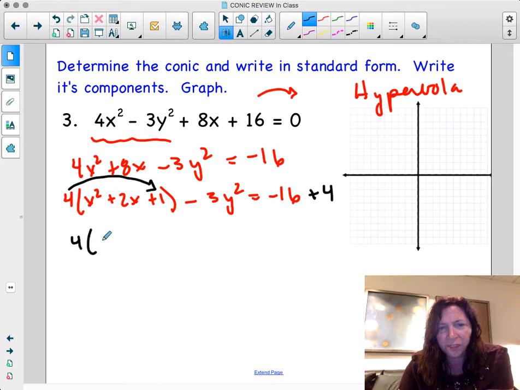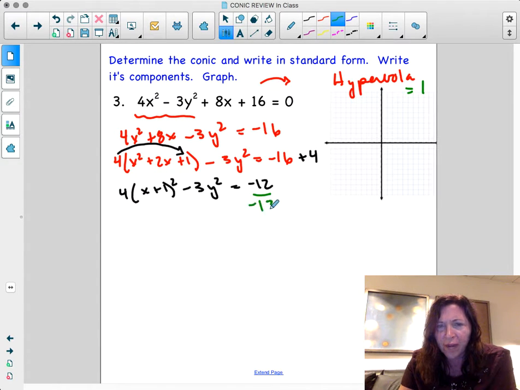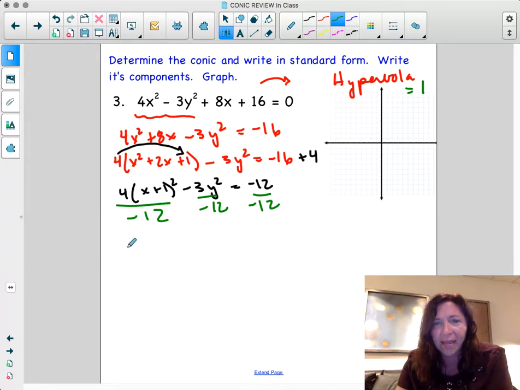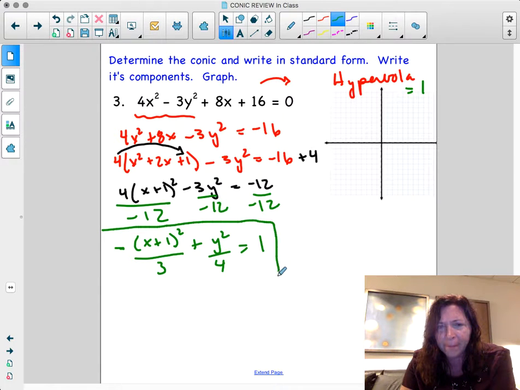So what we have is 4 times the quantity x plus 1 squared, minus 3y squared, is equal to negative 12. What I need to do now is divide by negative 12 to make this 1, because in standard form for the equation of the hyperbola, you need a 1 there. So we divide everything by negative 12, and that changes my negative sign. What I have now is y squared over 4 minus x plus 1 quantity squared over 3 is equal to 1. So here's my equation of my hyperbola.